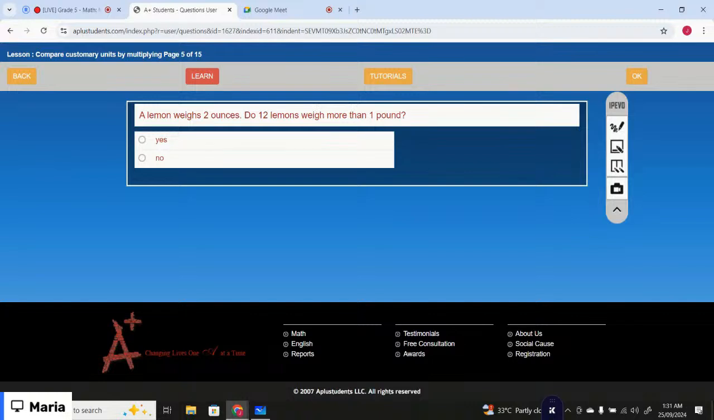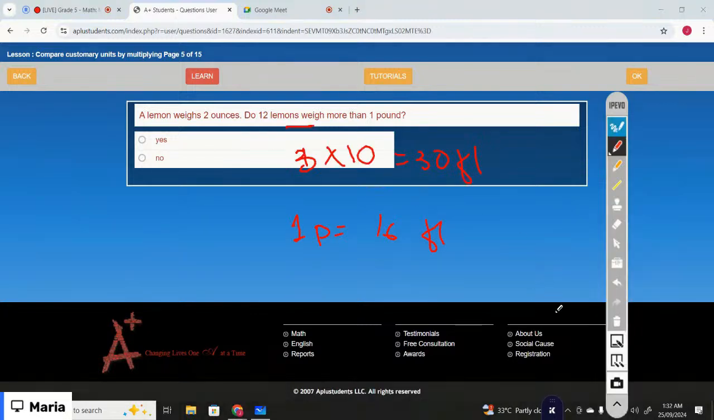The next one is a lemon weighs 2 ounces. Does 12 lemons weigh more than 1 pound? So you have 12 lemons. That means one lemon weighs 2 ounces. So then 12 lemons is 2 times 12 equals 24 ounces. 1 pound equals 16 ounces. So which is the correct option? The correct option is yes, 12 lemons weigh more than 1 pound.